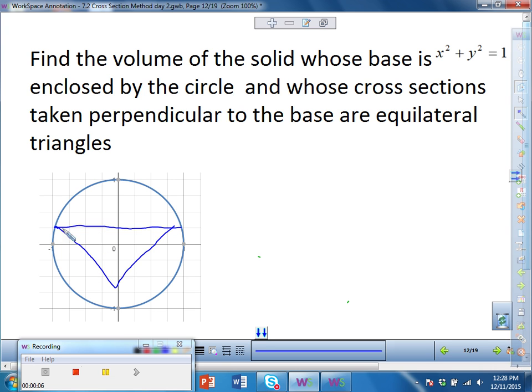All right, so if I'm doing it with perpendicular to the y-axis, I need to solve for x in terms of y. So what would this be, x in terms of y? Yeah, plus or minus. Okay, so what is the area of an equilateral triangle? That is something that you need to know. Does anybody know what that is? That's the formula you need to know. It's going to make your life easier if you remember that the area of an equilateral triangle is radical 3 over 4 s squared.